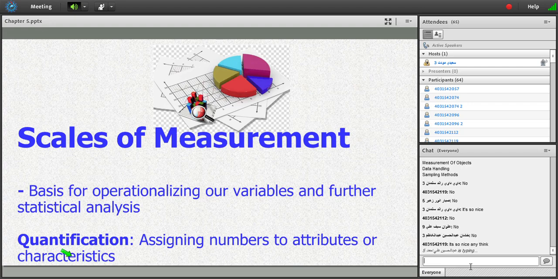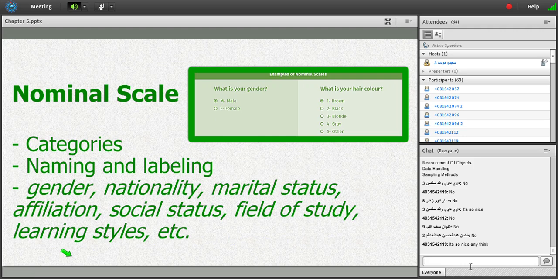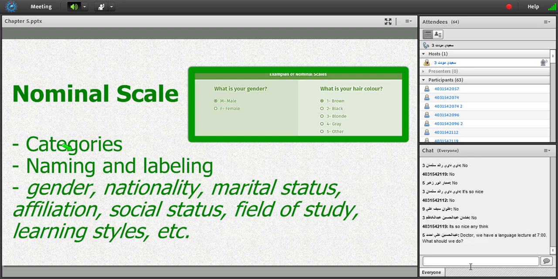Now, we have 4 scales of measurement. Some of them are useful in our field of study, but some of them are not useful. The first one is nominal scale. For example, in nominal scale, we have categories, we have names and labels, but numbers do not have meanings.